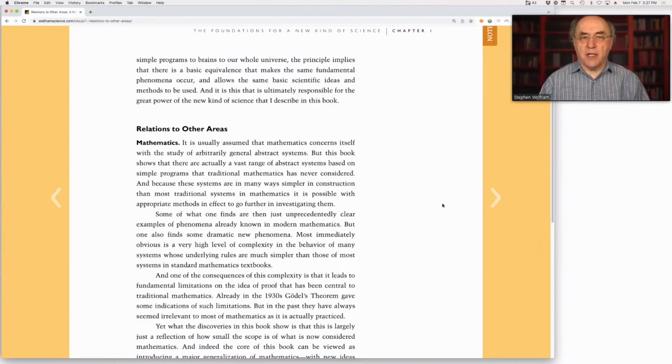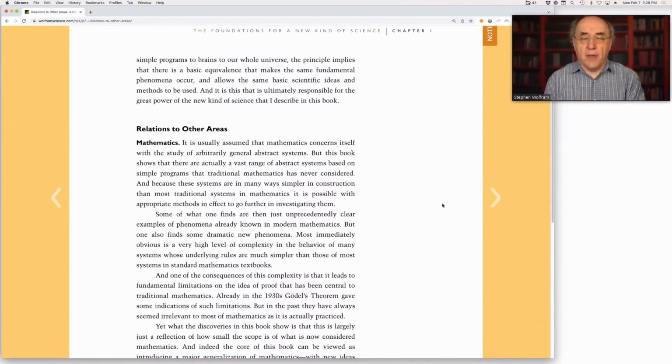But that's kind of the core of this new kind of science that I introduced in the New Kind of Science book, this study of ruliology, understanding at an abstract level how programs with simple rules behave.